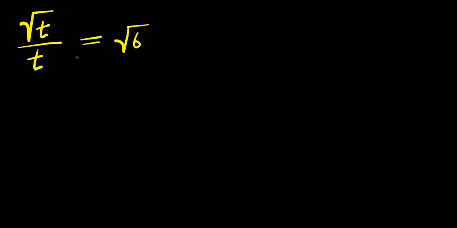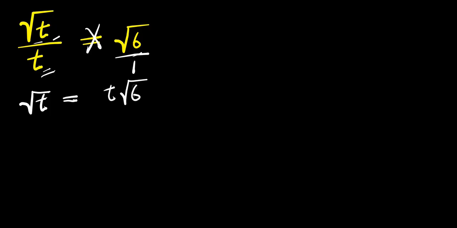Hello, how to solve this problem? This is square root of t divided by t equals root 6. Now, we can start by cross multiplying. This is over 1. We cross multiply, meaning that square root of t will multiply 1. We have square root of t. And this equals t will multiply root 6. We have t root 6.